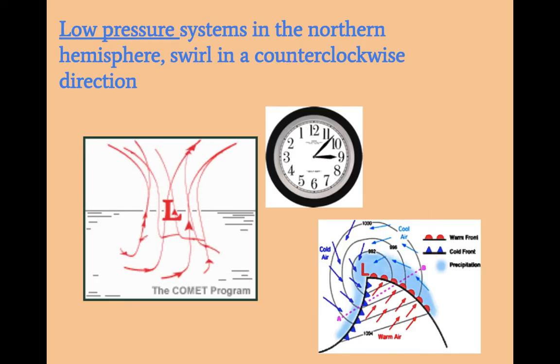So let's talk about these low pressure systems. And remember, if I'm going too fast, just pause the video and unpause it when you're ready. So a low pressure system in the northern hemisphere, that's where we live, goes in a counterclockwise direction. They're called cyclones. This would be on page 199 of your book.